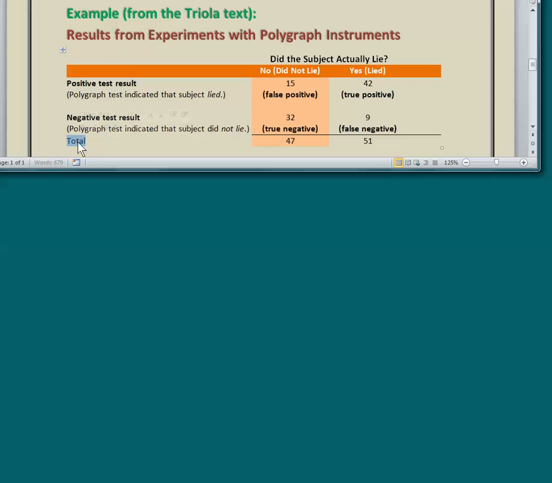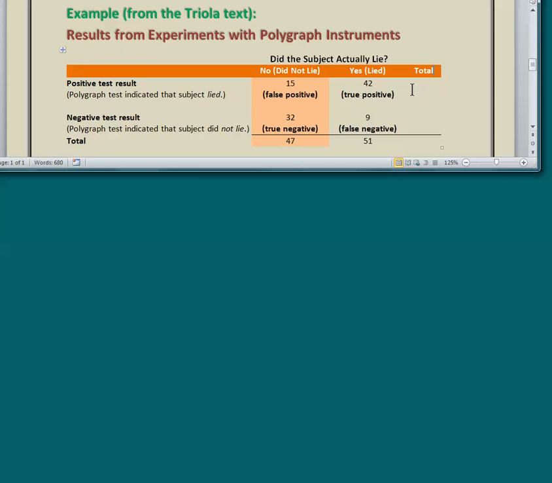This is the total row. So the total number of subjects who did not lie is 47. The total number of subjects who did lie is 51. And here, we're going to have some totals going that way as well.